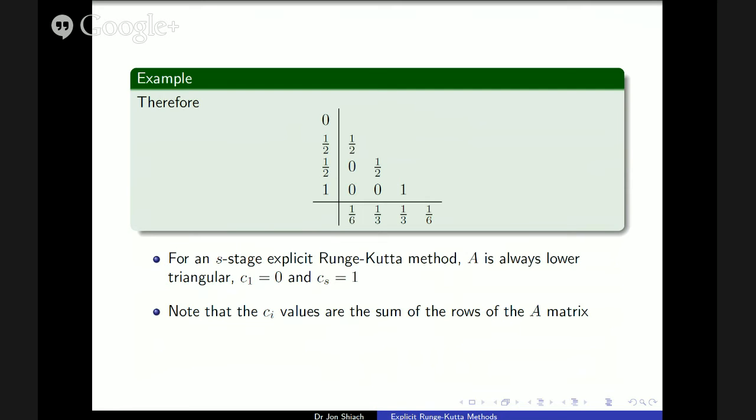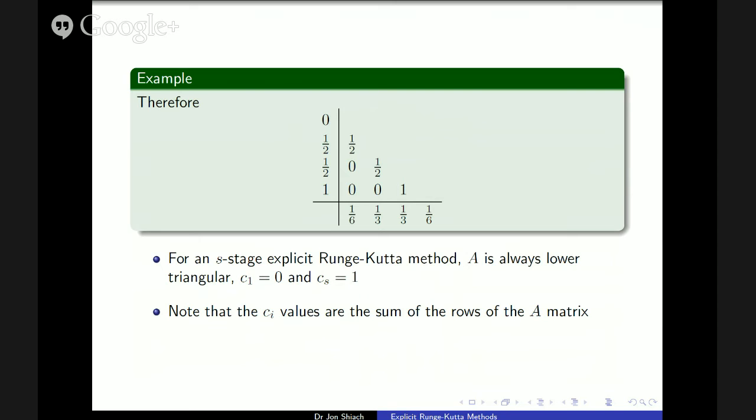Also in an explicit method, the first value of C is always 0, and the S-th value of C is always 1. So that's 1, that's 0, and we'll have some intermediate values in here. In this case, S is 4, so C4 is 1. And note that the C values are the sum of the rows of the A matrix. So a half equals 0 plus a half, and 1 equals 0 plus 0 plus 1. Okay. That's a Butcher tableau. That's what we're going to be working with from now on.